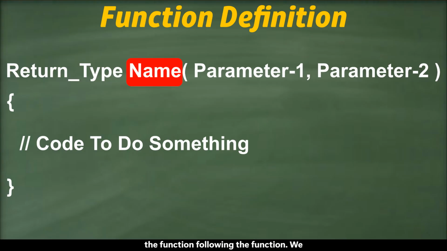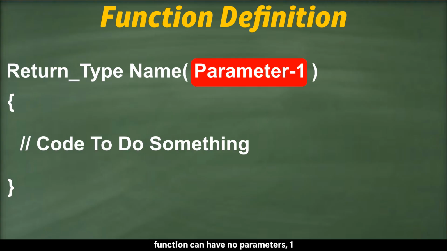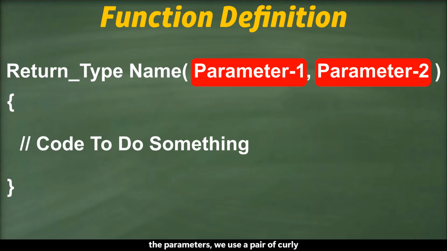Following the function name, we use a pair of round brackets. Inside these brackets, we write the parameters, which are the input values the function can accept. Parameters are optional. A function can have no parameters, one parameter, or multiple parameters. After the parameters, we use a pair of curly brackets to define the body of the function. The body contains the block of code that will be executed when the function is called.